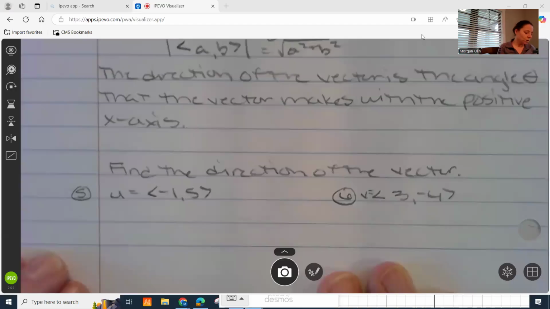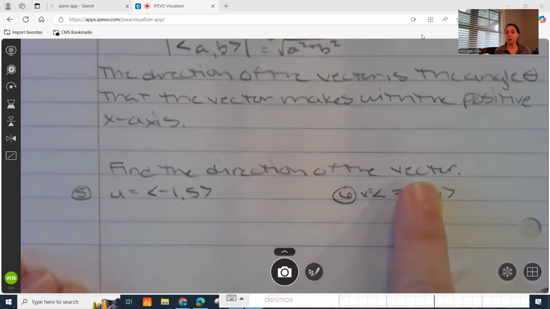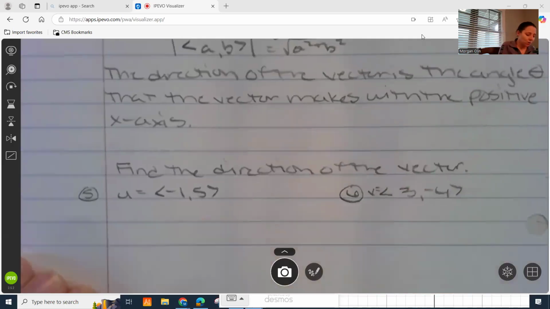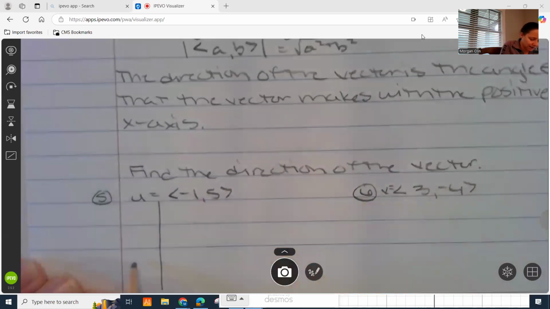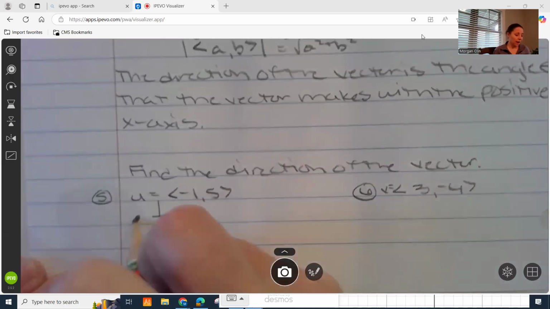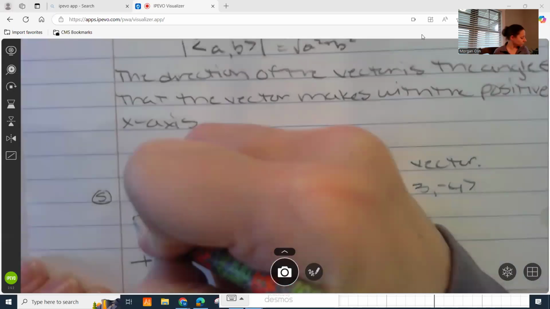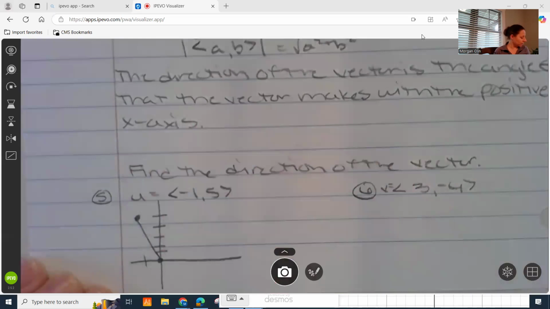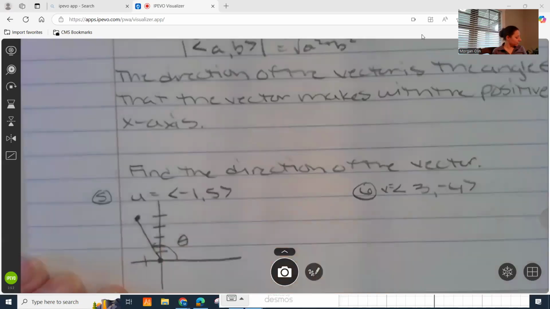Now, what we're going to do is find the direction of this vector. So we're going to look at the vector u (-1, 5). Let's graph this like we're graphing it on a coordinate plane. Well, where is (-1, 5)? There we go. And then the vector is going to be right here. Now, let's think about this for a second. So theta is going to be this value right here.